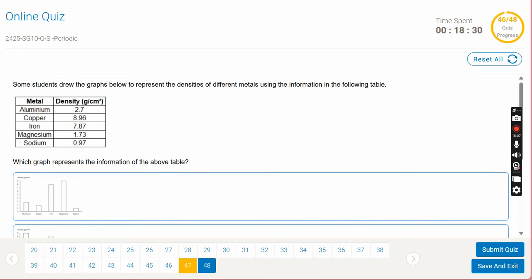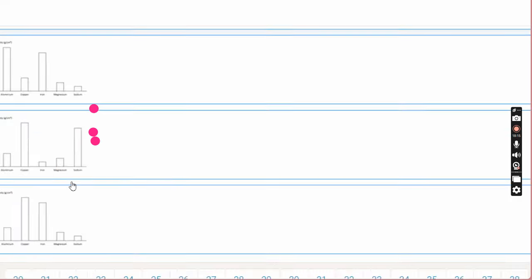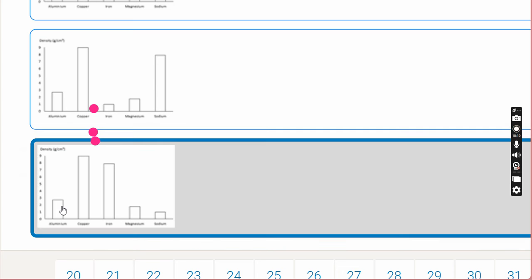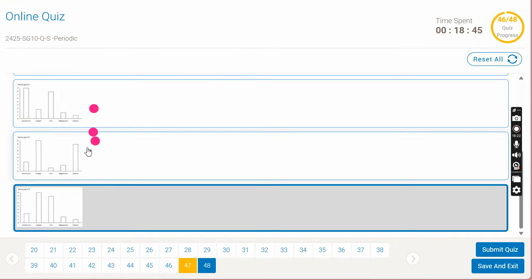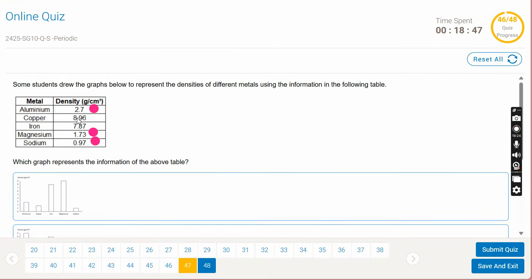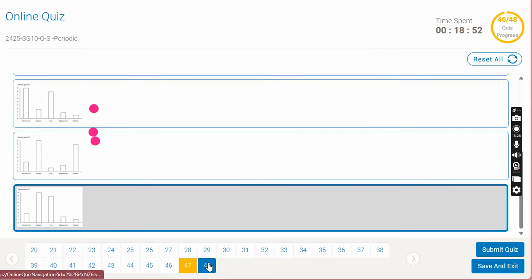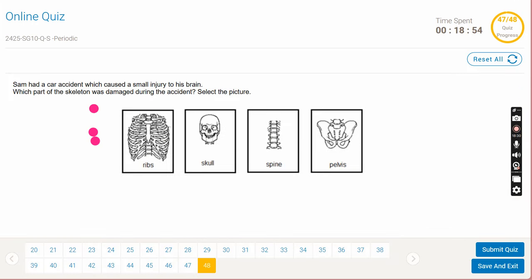Now here you can see, figure out which one of these is the smallest. Magnesium, sodium, and aluminum, right? The smallest needs to be sodium. You can zoom into these. Okay, here I found sodium, magnesium, and then aluminum. So I'll choose this one. And the largest is copper. Let's see if copper is the largest. Yes, it is here.